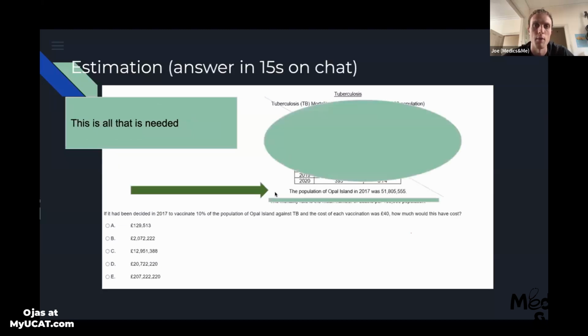So all that's needed is your 50 million here. Ignore the excess information that's just there to distract you and focus on that. Focus on what the question asks and try and identify that nice and concisely from the question.